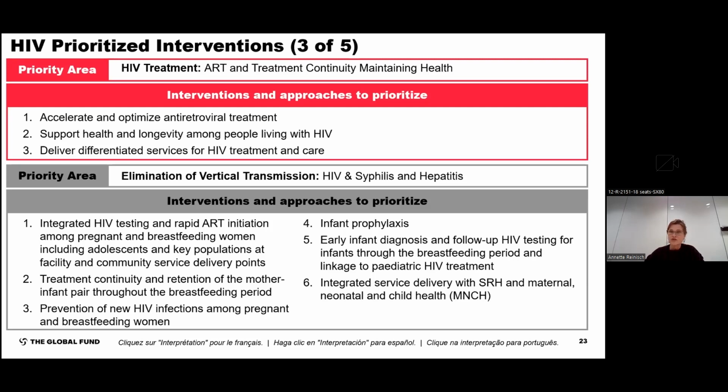And our focus on continuity of treatment and return to care has also increased, which is a commitment to achieving sustainable treatment outcomes and the third 95.